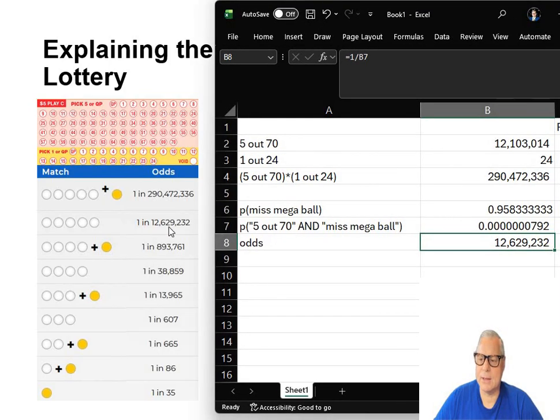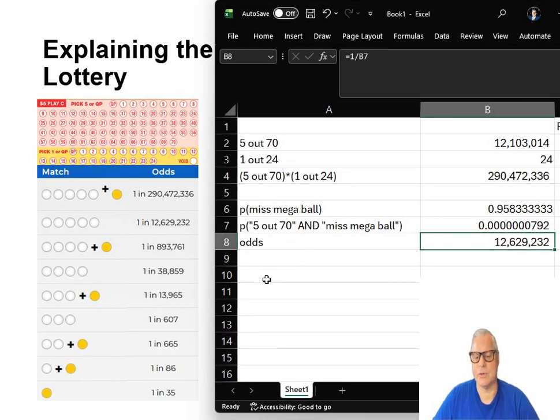So we just did it from the probability side. What's the probability that you get 5 out of 70 and the probability that you miss the Mega Ball? And then we took the inverse, or the reciprocal of it actually, so 1 over the probability. And this is how we get the 12,629,232.